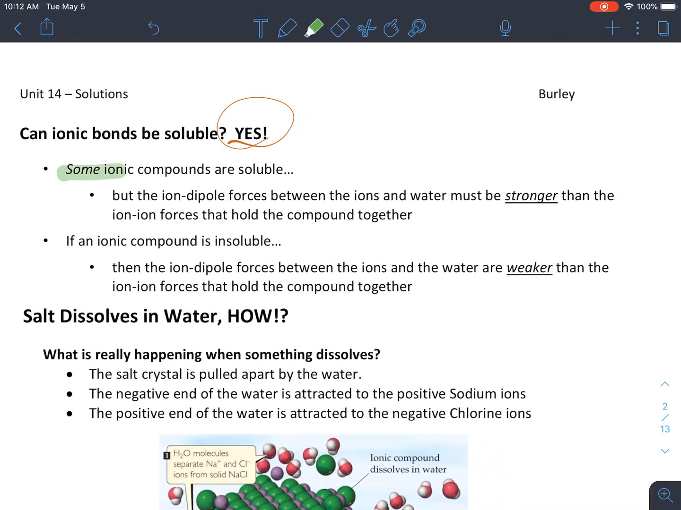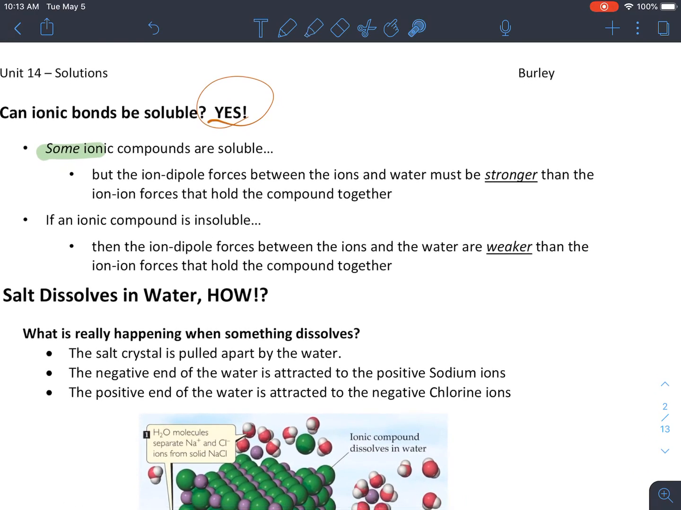So it says here some ionic compounds are soluble, but the ion dipole forces between the ions and water must be stronger than the ion-to-ion forces that hold the compound together. Okay, so the ion dipole forces must be stronger than the ion-to-ion forces. And we're going to take a look at what makes them stronger versus weaker on this image at the bottom here.